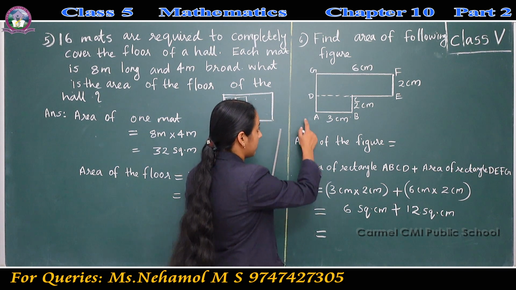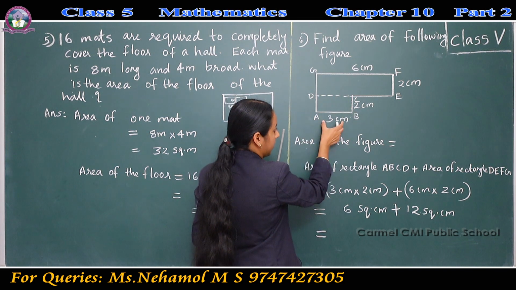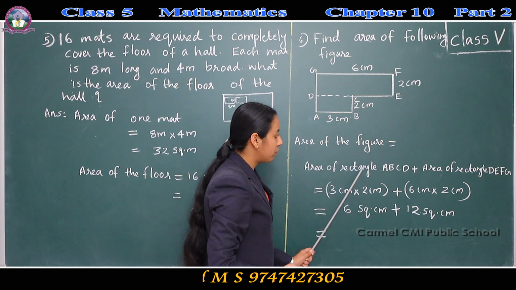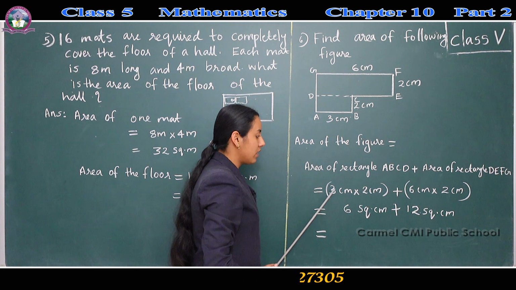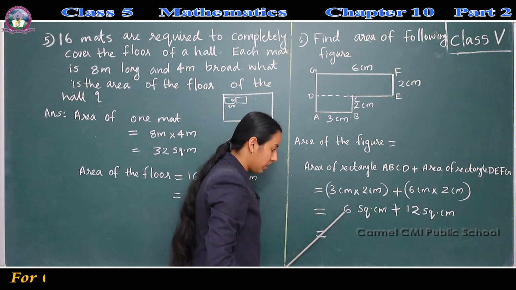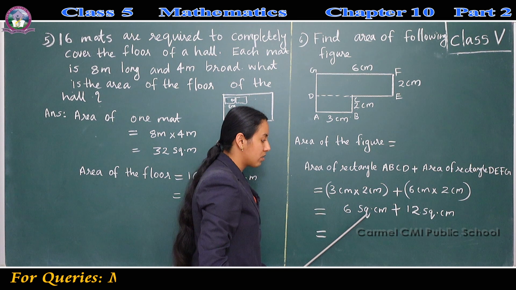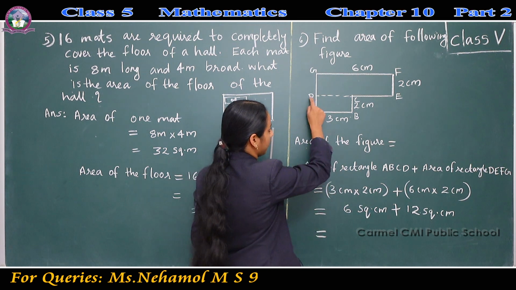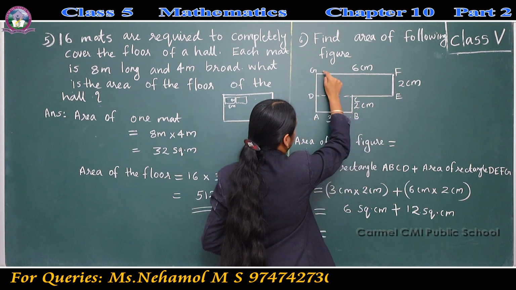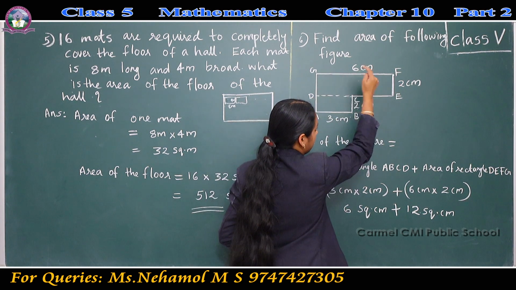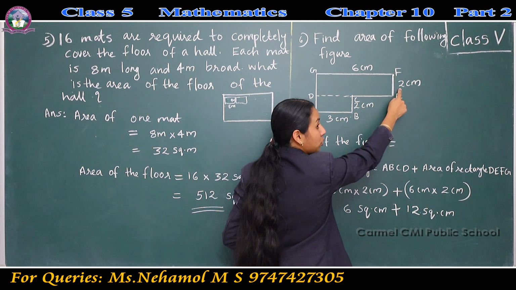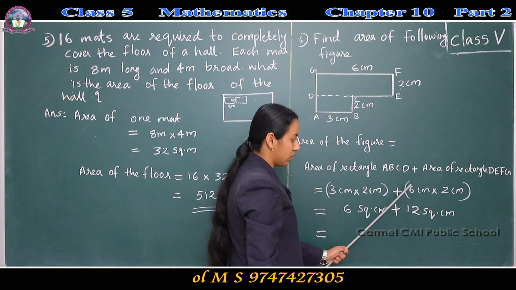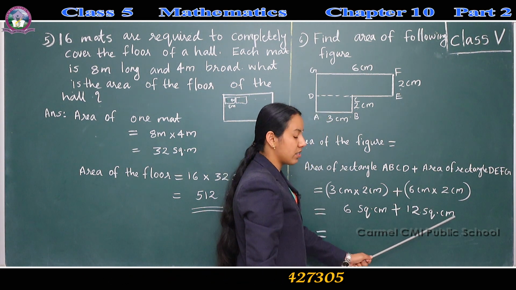DEFG. Then, what is the area of this rectangle? Length is given 3 centimeter, breadth is also there 2 centimeter. So, area of rectangle ABCD is equal to 3 centimeter into 2 centimeter, that is equal to 6 square centimeter, plus area of second rectangle, area of DEFG. Length is there 6 centimeter, breadth is also there 2 centimeter. So, 6 centimeter into 2 centimeter, 6 2s are 12, 12 square centimeter.